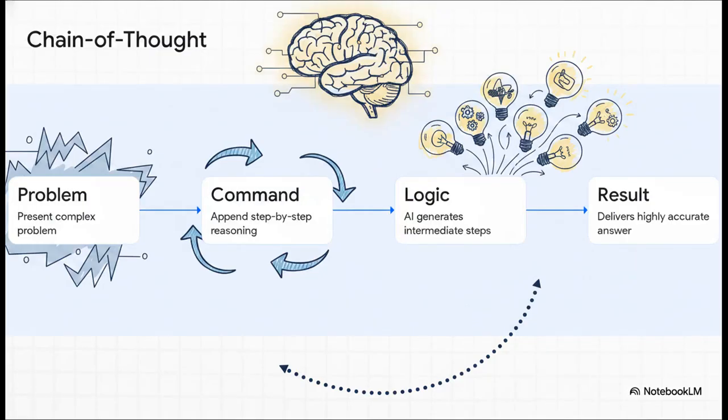Technique number 3 is chain of thought prompting. Now, when an AI system is struggling with a really complex professional task, the best fix is to force it to think step by step. You present the complex problem, but then you append a very specific, literal command at the end: step by step, and explain your reasoning. By forcing the AI to slow down and generate those intermediate logic steps, you drastically improve its reasoning capabilities for things like advanced coding or complex data analysis. Plus, it gives you a highly accurate answer that you can actually trace back and debug if needed.